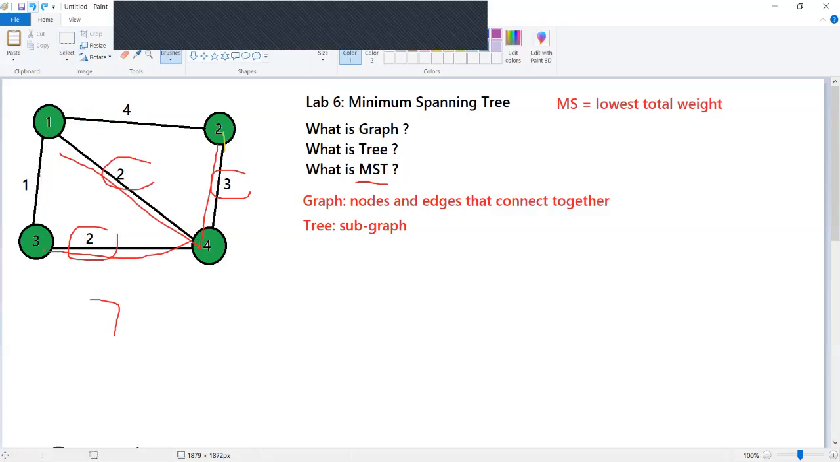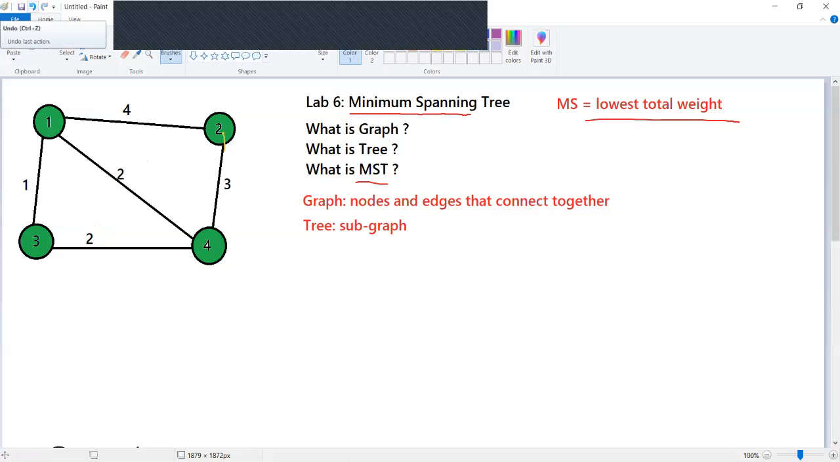See, there are a lot of tree combinations that you can form from this graph right here, and your goal is to go through all those combinations and try to find the one with the smallest total weight. So that is the goal of the minimum spanning tree problem. Out of all the tree combinations, find the one with the minimum total weight.